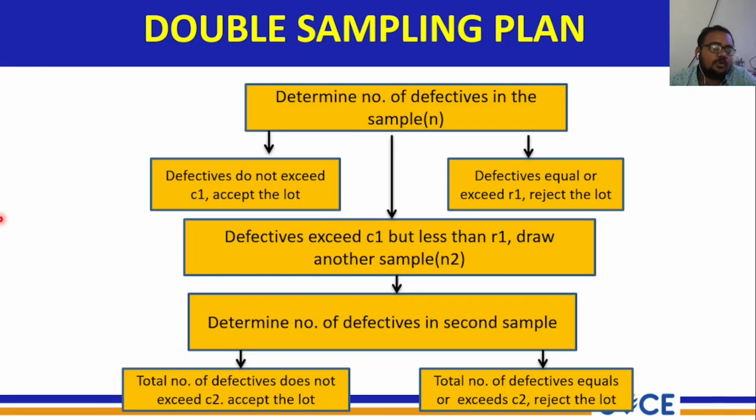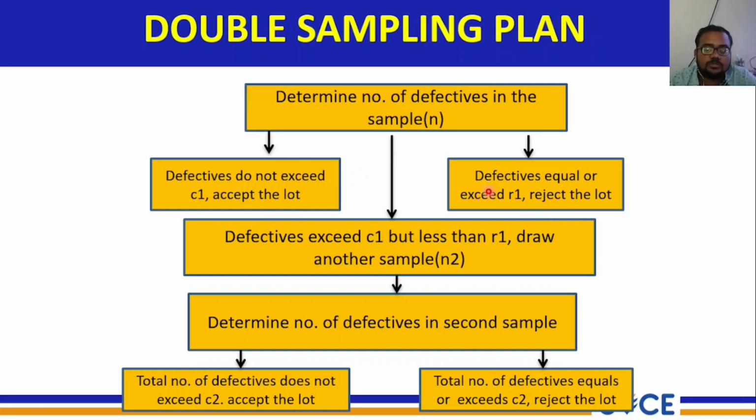Now we'll see how a double sampling plan works. Once you take the defectives from the first sample, if you see that it is not exceeding C1, which means it is not exceeding the acceptance number, you are going to accept the lot. But on the other hand, if you see that it is equal to or exceeding the rejection number, then you are going to reject the lot.